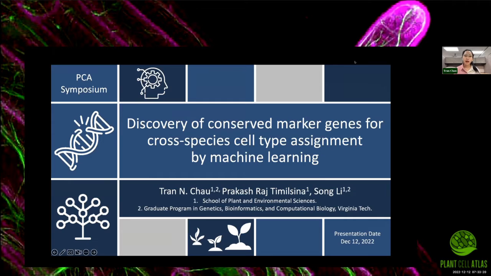Good morning, everyone. My name is Chau. I am a PhD student at Virginia Tech. Today, I want to share with you about my project: the discovery of conserved marker genes across multiple plant species by applying machine learning. In this project, I'm working with Dr. Timmy Sina and Dr. Song Lee, and Dr. Lee is also my PhD advisor.